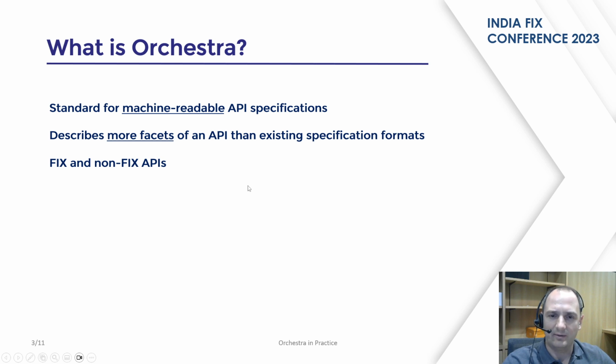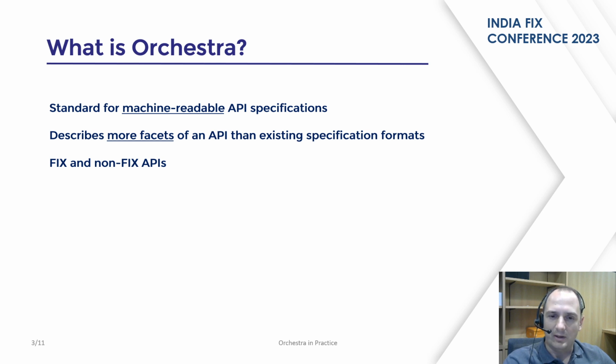Orchestra is a standard developed by the FIX trading community to create machine-readable API specifications. Basically, you can create files in a standard format that describe your systems, more specifically your system interfaces. You might be familiar with existing API specification formats such as FIX Unified Repository XML, QuickFIX XML, or some vendor-specific proprietary formats. Now, Orchestra offers benefits beyond those existing formats.